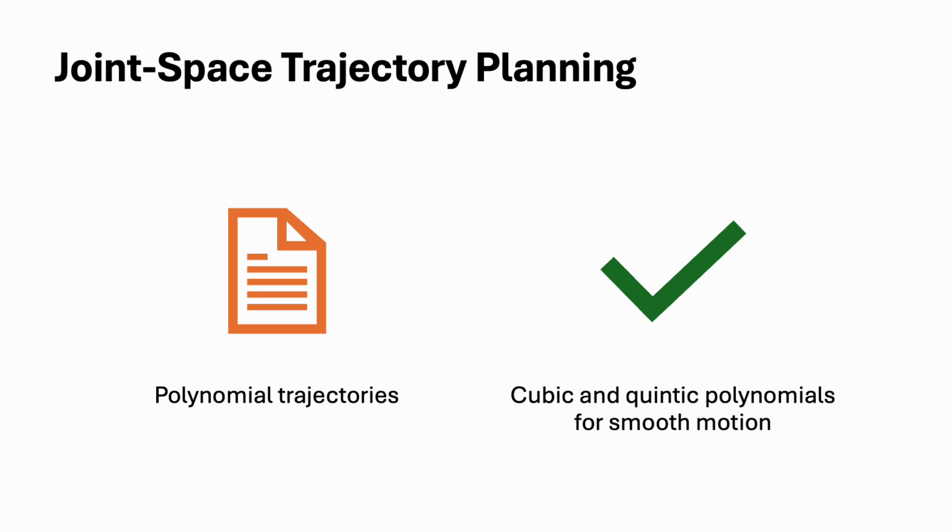Now let's look into joint space trajectory planning by looking at polynomial trajectories, cubic and quintic polynomials for smooth motion.